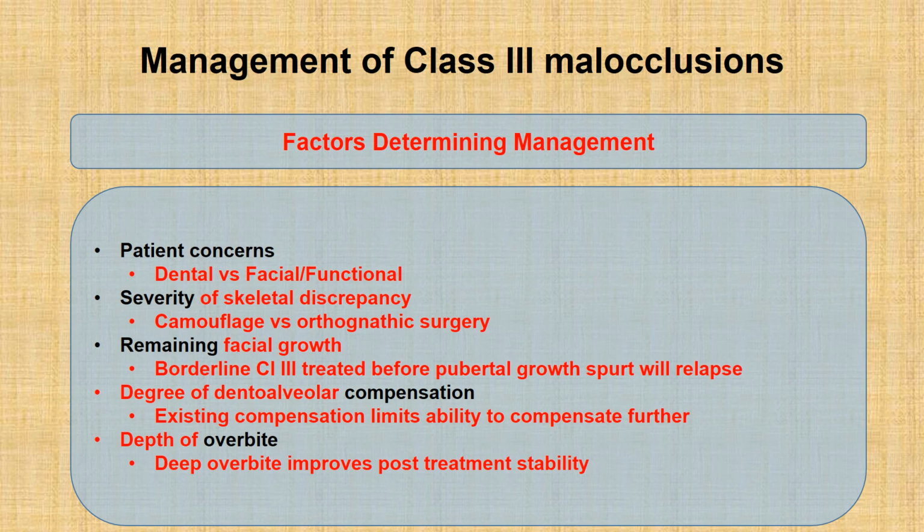Now, the degree of dentoalveolar compensation is also an important factor to consider, because if the dental arches are already compensated, then it is difficult to correct the case with just corrective orthodontics or camouflage orthodontics, because there is no more room to compensate further. Now, depth of overbite is an important consideration in the stability of the final treatment. Adequate overbite will ensure that any crossbite or reverse overjet correction remains stable.